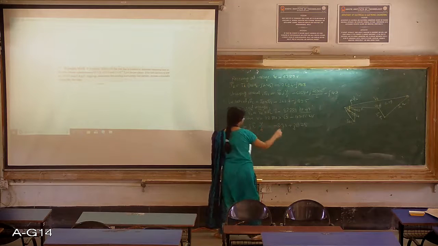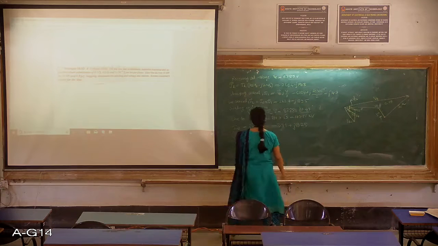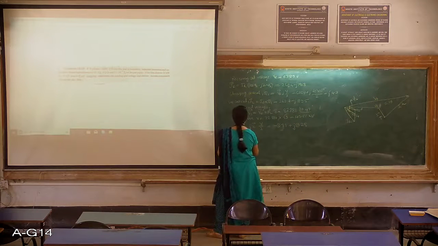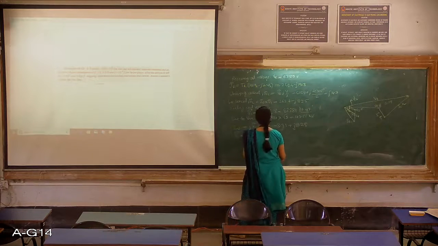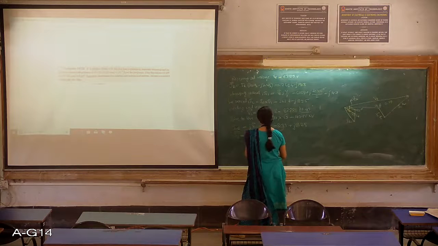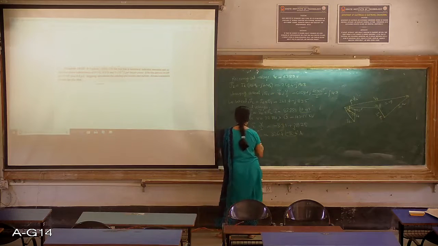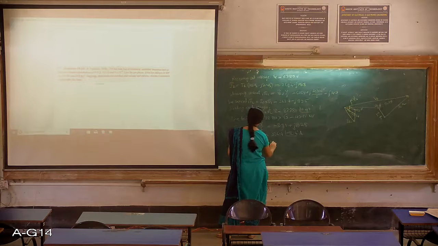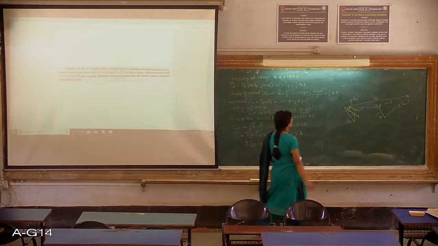Then what is IS? Look at the phasor diagram. IS will be IL plus IC2. The answer that I got here is 306.4 at an angle of minus 32.4 degrees amperes. So I just take the magnitude, you can write it as 306.4 amperes. Okay, so this is a 10 marks question.